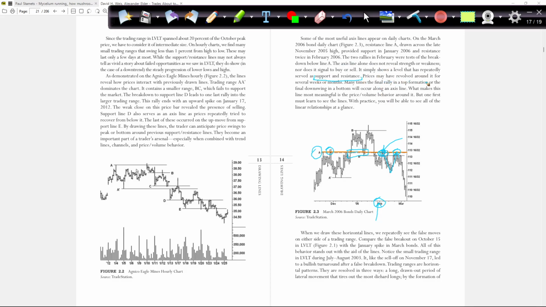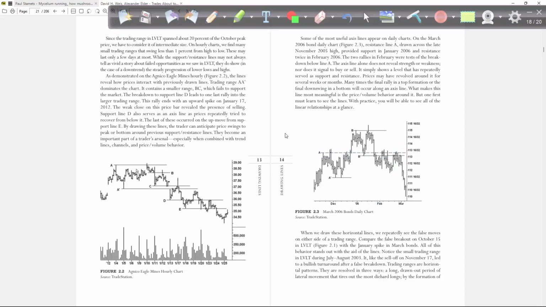Prices may have revolved around it for several weeks or months. Many times the final rally in a top formation or the final downswing in a bottom will occur along an axis line. What makes this line most meaningful is the price volume behavior around it. But one first must learn to see the lines. With practice, you will be able to see all of the linear relationships at a glance. Now let's move to the next paragraph.